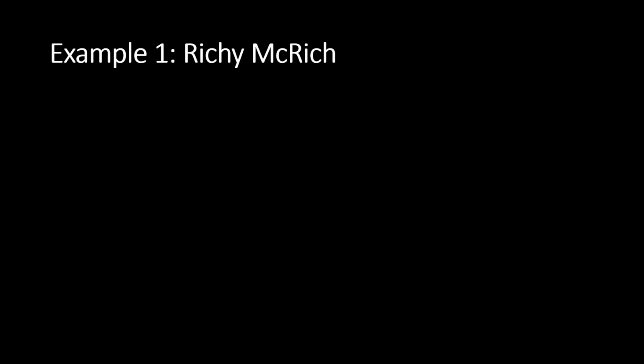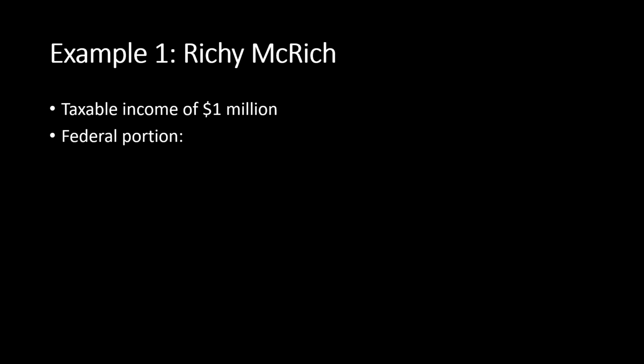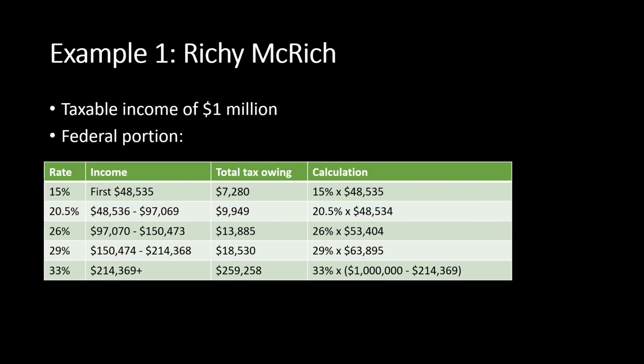In this first example, let's say this is Richie McRich, and he has a taxable income after deductions and credits of $1 million. Using just the federal rates for simplicity's sake, we multiply each rate by the total amount of taxable income for each marginal rate. In the calculations column, we multiply the total amount in between each step by the rate for that row. And then when we get to the last step for a person's income, so the 33% rate in this case, we subtract the total taxable income from the total amount that has already been taxed at the lower rates.